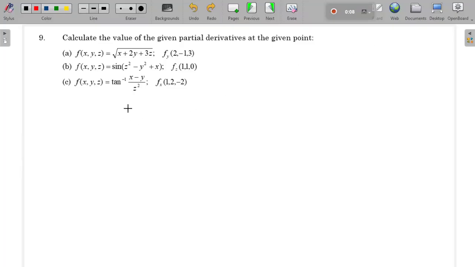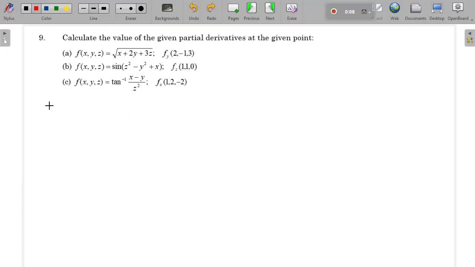In this video, we're going to be evaluating partial derivatives at a given point. So now we have these three questions here, in which we are of course finding partial derivatives, different ones: one with respect to y, to z, and to x. So now, how do we go about this question?